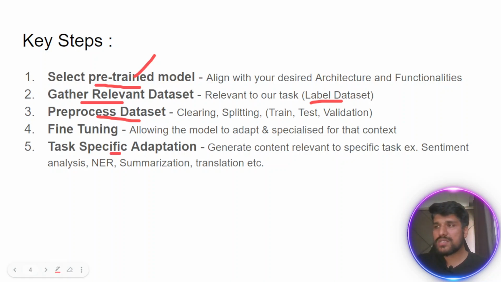And next is the task-specific adaptation. For example, if I am feeding data for summarization, the model will do better summarization, so we have to do the task-specific adaptation. Maybe we are feeding data for NER, for translation, or for analysis, because we are not just sending the data as it is. After the pre-processing, we have to set up for what purpose we are doing it. So the model will learn the data but also do the task-specific adaptation, based on what kind of data we are sending. These are the key steps: we select the pre-trained model, gather the relevant data set, pre-process the data set, then fine-tune, and do the task-specific adaptation. I hope you understood these steps.